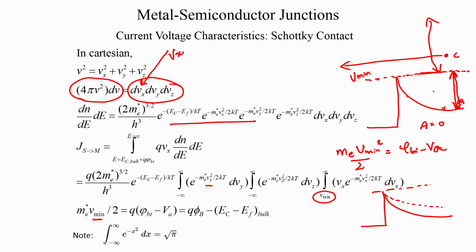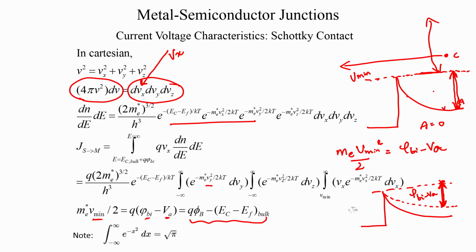the requirement for my V minimum has changed, because the carrier here now has got 0 velocity, and I only need a very small amount of energy, because I only need to cross phi Bi minus Va in order to achieve the V minimum required to get past the barrier to contribute to thermionic currents. So, V minimum is dependent on phi Bi minus Va, and we can rewrite phi Bi minus Va in terms of all those quantities.